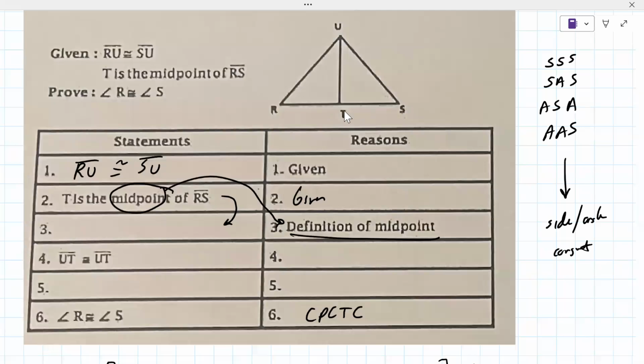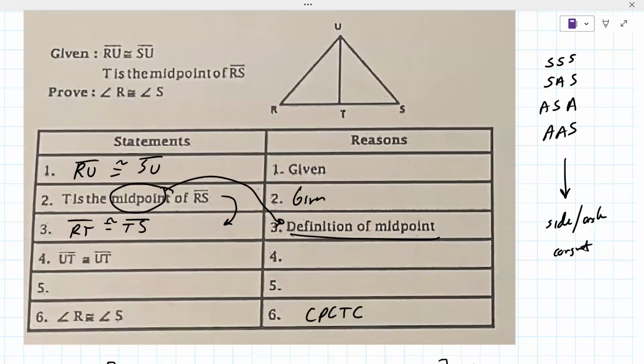Have you ever had a 12-inch Subway sandwich? What happens when you cut it in half? What do you know about each side? Oh, they're both the same size. That's what we're saying here. RT is congruent to TS. Okay.